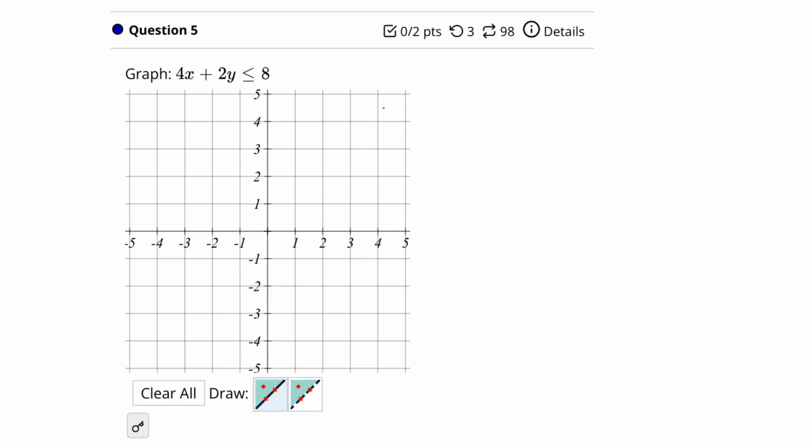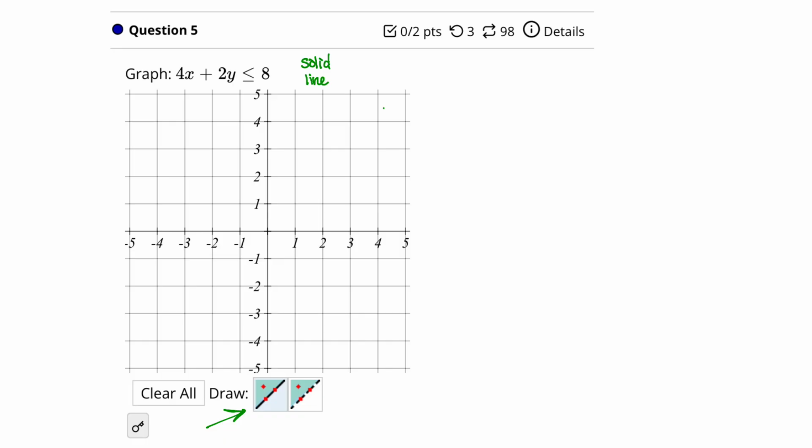Okay, here's a new one. This one has a less than or equal to. So the equal to part, that little equal to line, means it's going to be a solid line when you graph it. So I'm just going to write this here at the bottom to remind myself: we're going to use the solid line when we choose it.